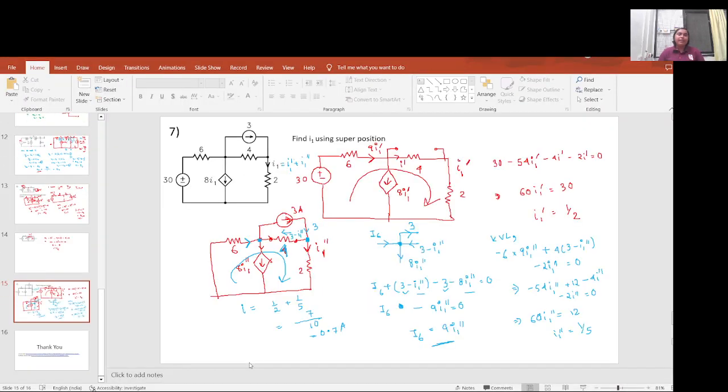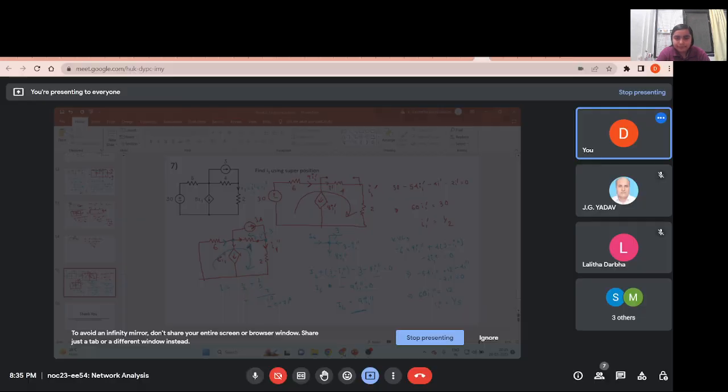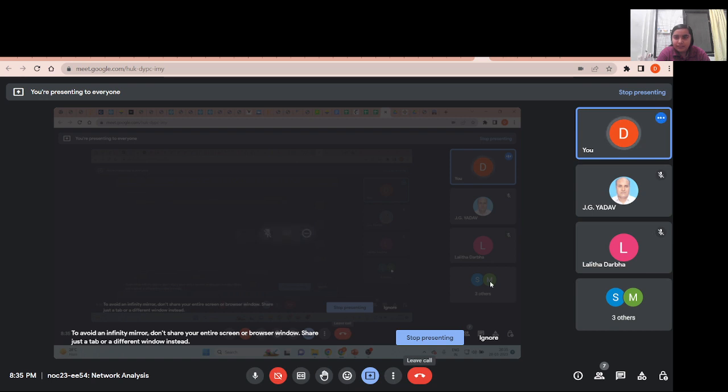If you have any specific doubt, you can ask. Otherwise, this is pretty much it. Since sir had not solved an example of the superposition theorem, I have given out two superposition problems just to get the feel of it. So does anyone have anything to ask? Otherwise, we can wrap it up for today. Any queries?